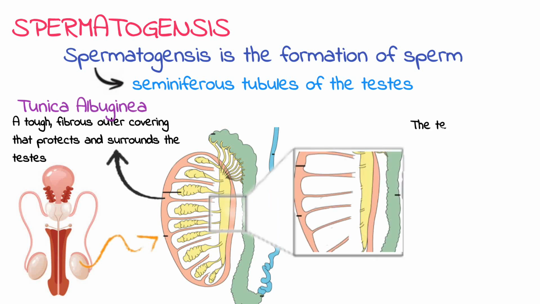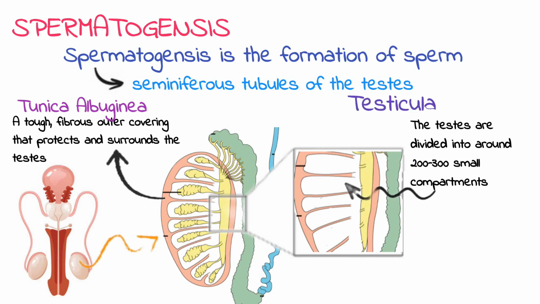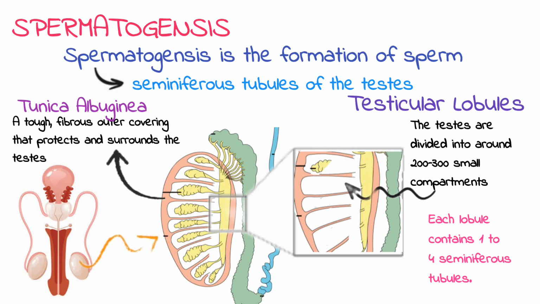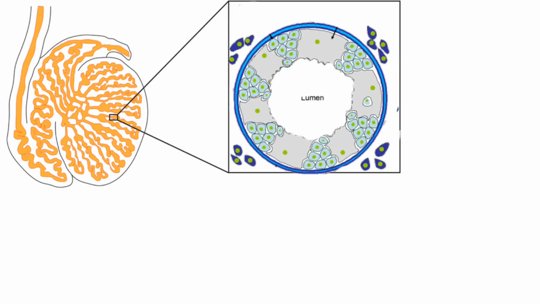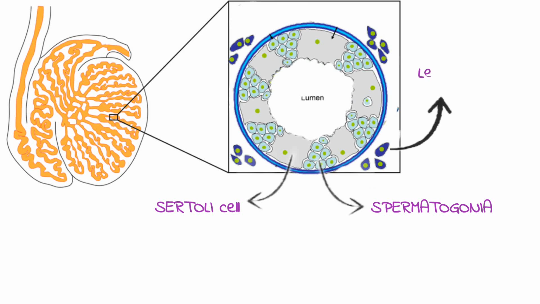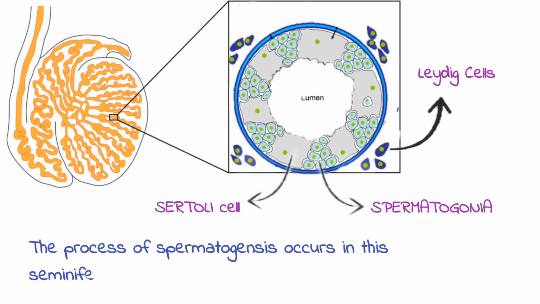The testes are divided into around 200 to 300 small compartments called testicular lobules. Each lobule contains 1 to 4 seminiferous tubules, where the process of spermatogenesis occurs. There are 3 types of cells present in the testicular lobule. The spermatogonia and Sertoli cells are present inside the seminiferous tubule, while the Leydig cells are present between the 2 seminiferous tubules. The process of spermatogenesis occurs in these seminiferous tubules.